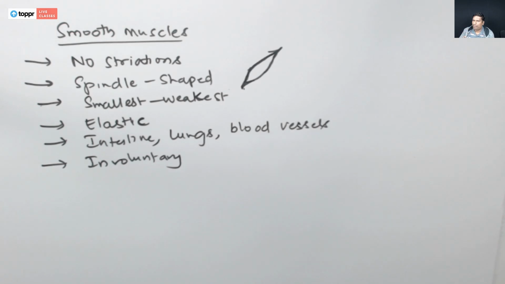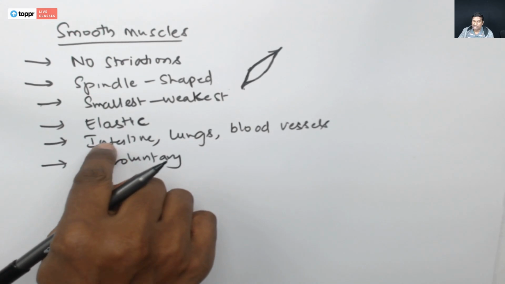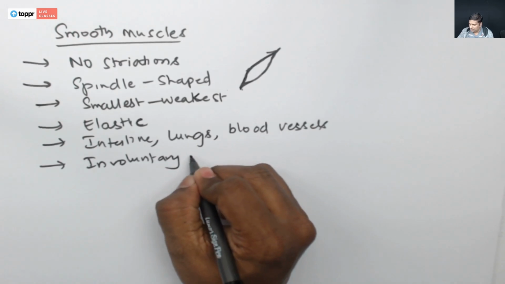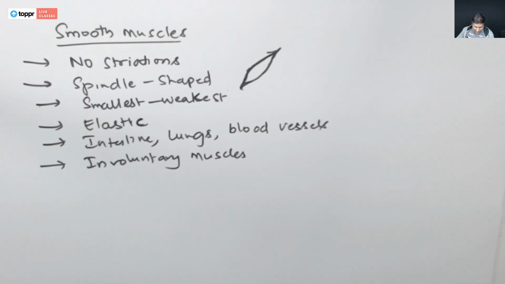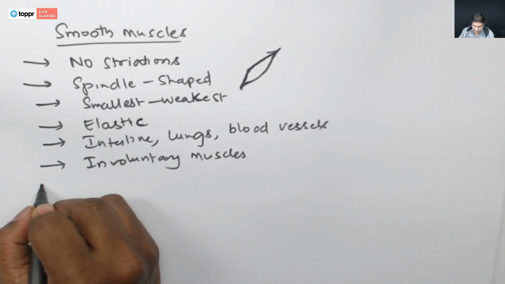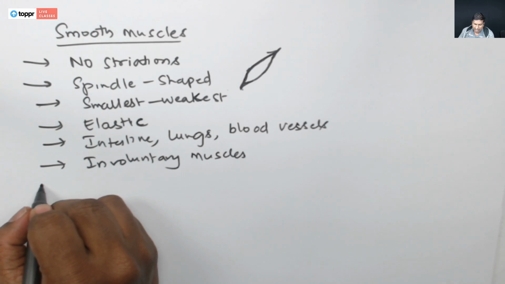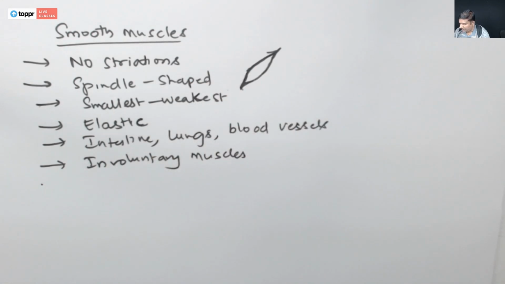Once you take your food and it enters the digestive tract, the alimentary canal, you cannot control the movement of the food. The movement of the food from there on is controlled by the smooth muscles, which is not under your conscious control. You cannot control the movement of your intestine. Such muscles are called the involuntary muscles, and like I said, they have no striations.